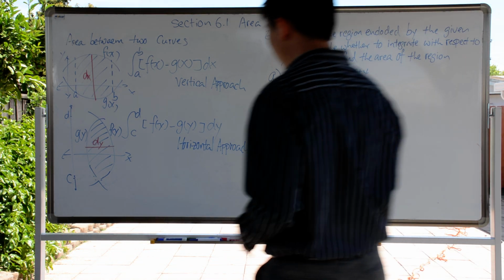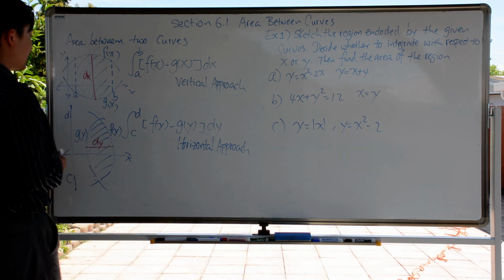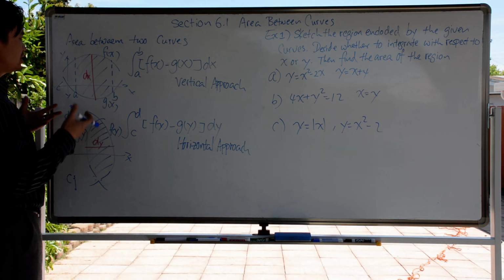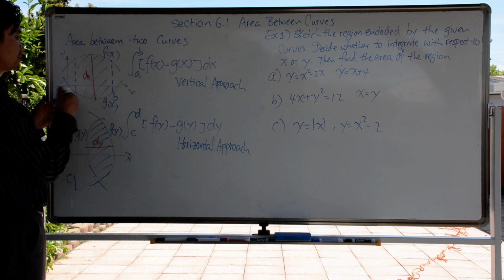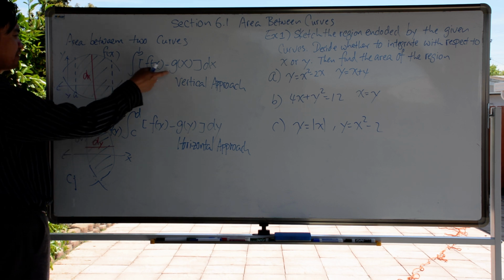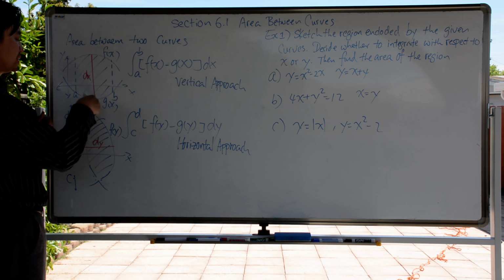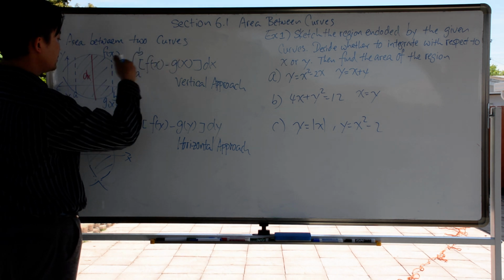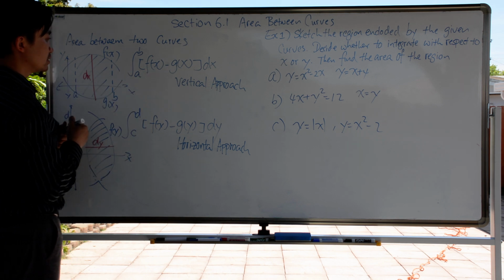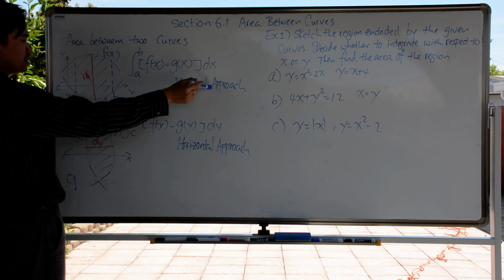So let's say that we have an upper curve and a lower curve, f of x versus g of x. Once you need to find the area between those two curves, we need to find out the boundary, so from a to b. So f of x minus g of x, because it's the upper curve minus the lower curve, so we can get the difference. And once we integrate it, you get the area bounded between those two curves. So this one is the vertical approach.